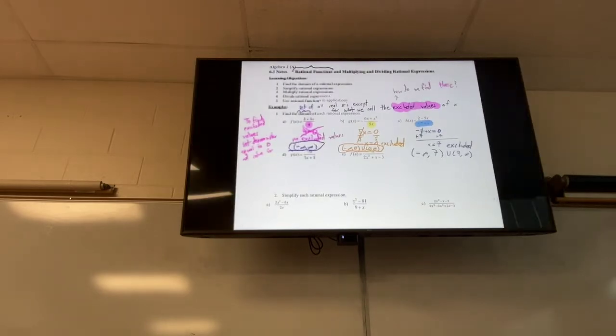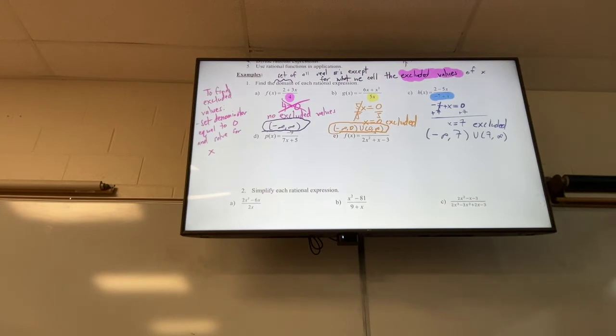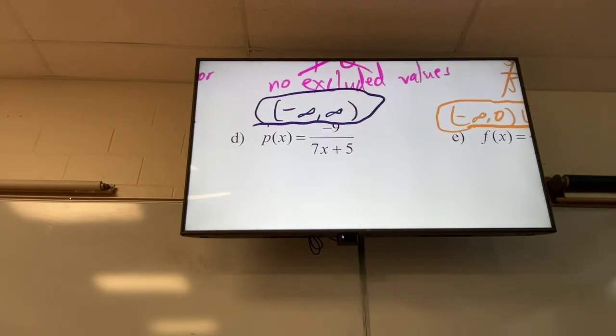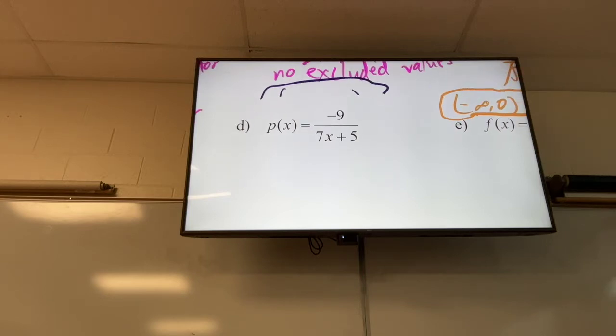Okay. All right. Let's move on to part D. I'll erase a little bit of this. Part D, I'm going to do what? I need to find the excluded values. How do I do that? Just highlight the bottom. Set it equal to 0. Write it 7x plus 5 equals 0, and I solve for x on that.